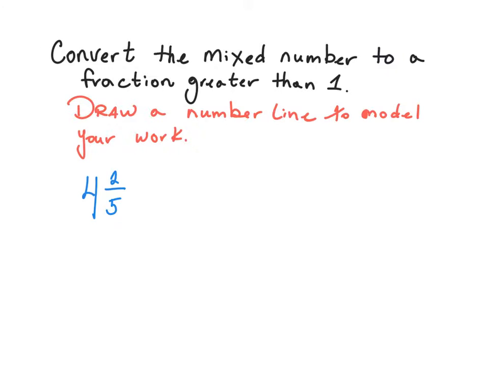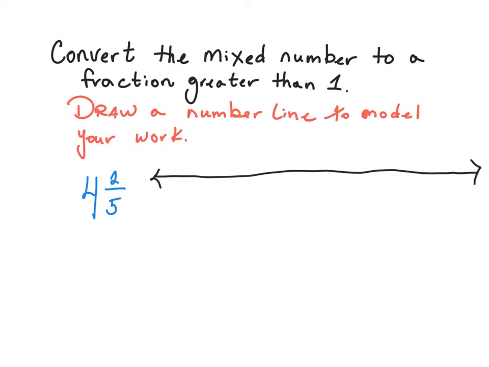Okay, and our first problem tonight is 4 2/5, so that's our mixed number. It's a mixed number because it has a whole attached to a fraction. Convert the mixed number to a fraction greater than 1. And draw a number line to model your work. So now we're taking this mixed number and we're going to put it back into an improper fraction, a fraction greater than 1.